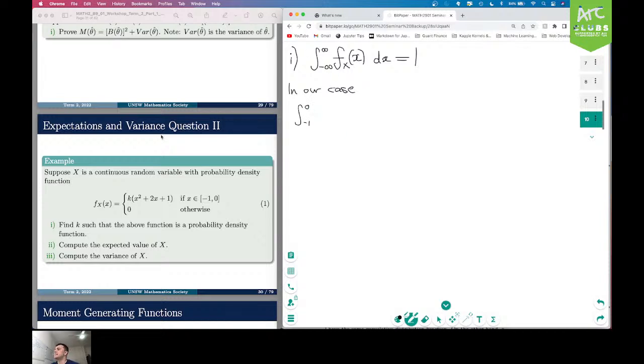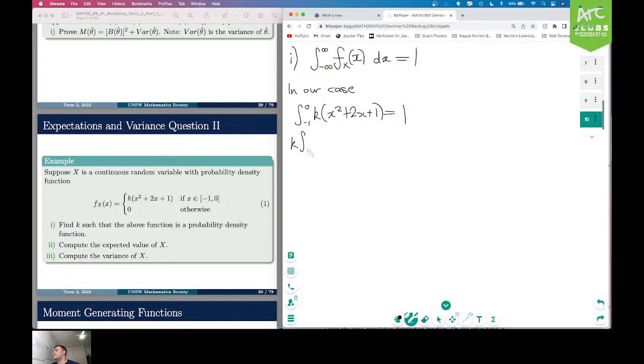And so what we can say is that, over -1 to 0, we have to have all probabilities sum up to 1. So we can say, k times x squared plus 2x plus 1 is equal to 1. Cool. We can take the k out.